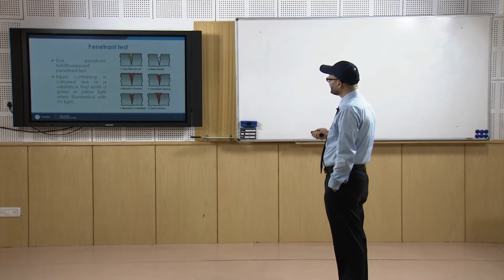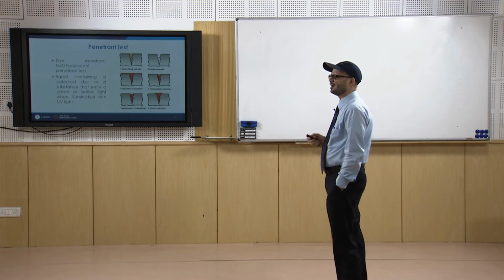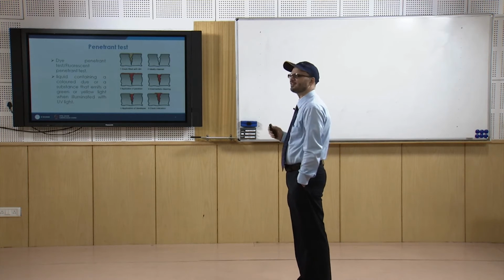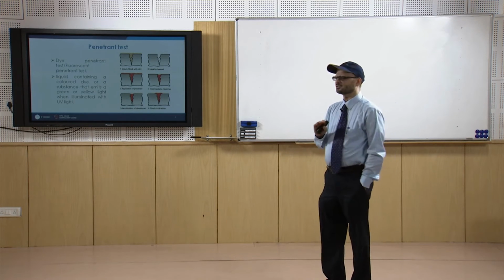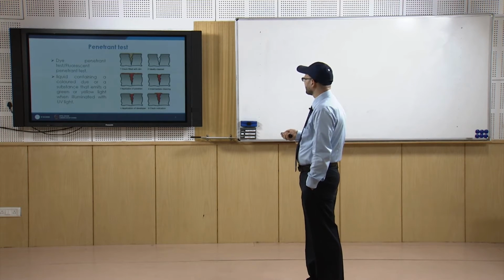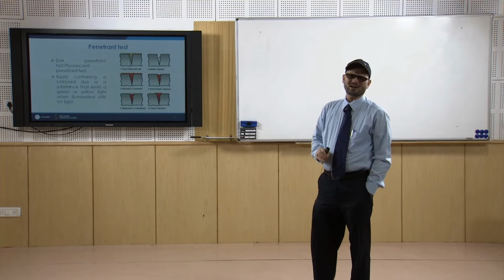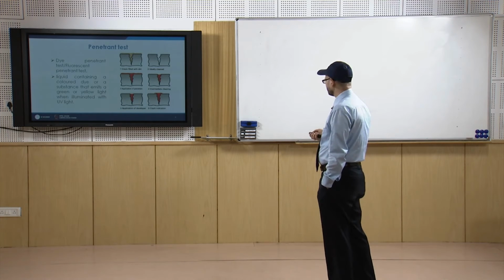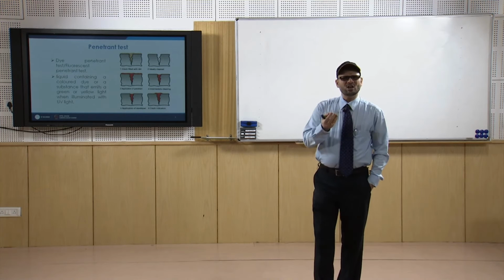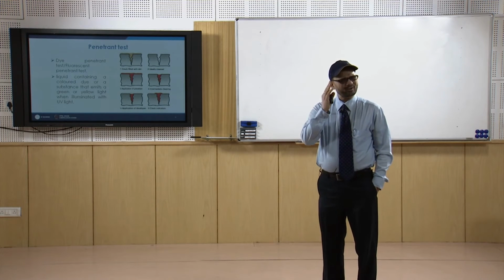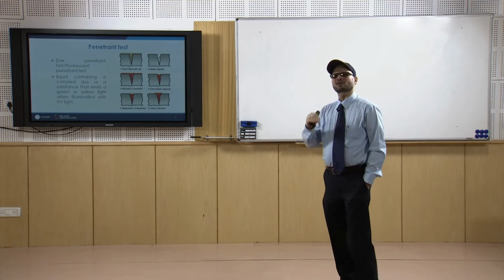So, if there is no crack, there will be no dye in any crack, so you will not see any such color. But if a crack is there and the dye has penetrated into it, then the developer, which has the blotting action, takes the dye from the crack, and when you see it under visible light, it appears as red. So, if it appears as red, you assume that there is some crack because the dye had gone into it.